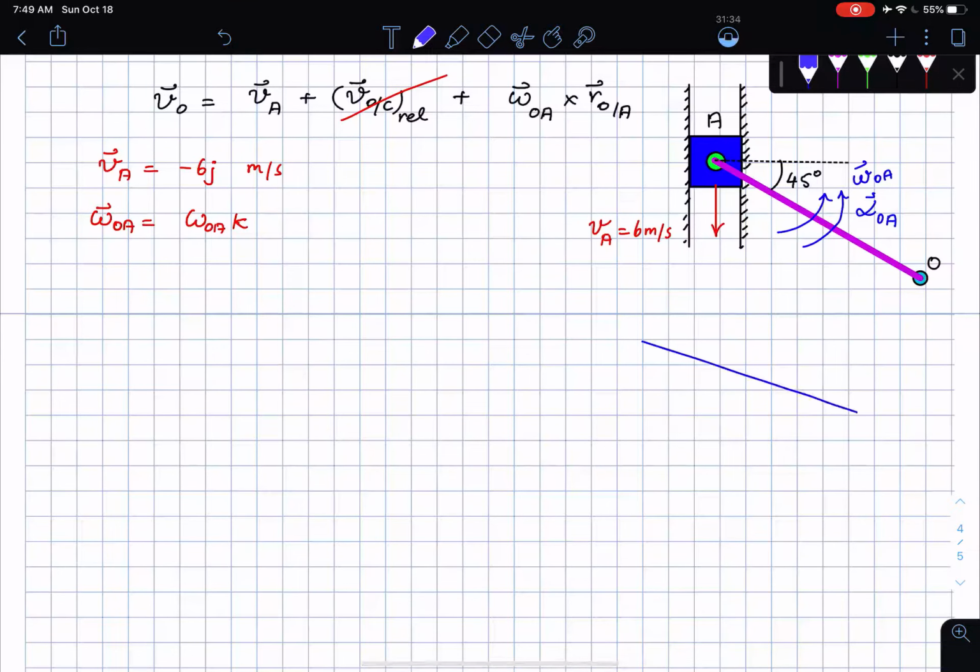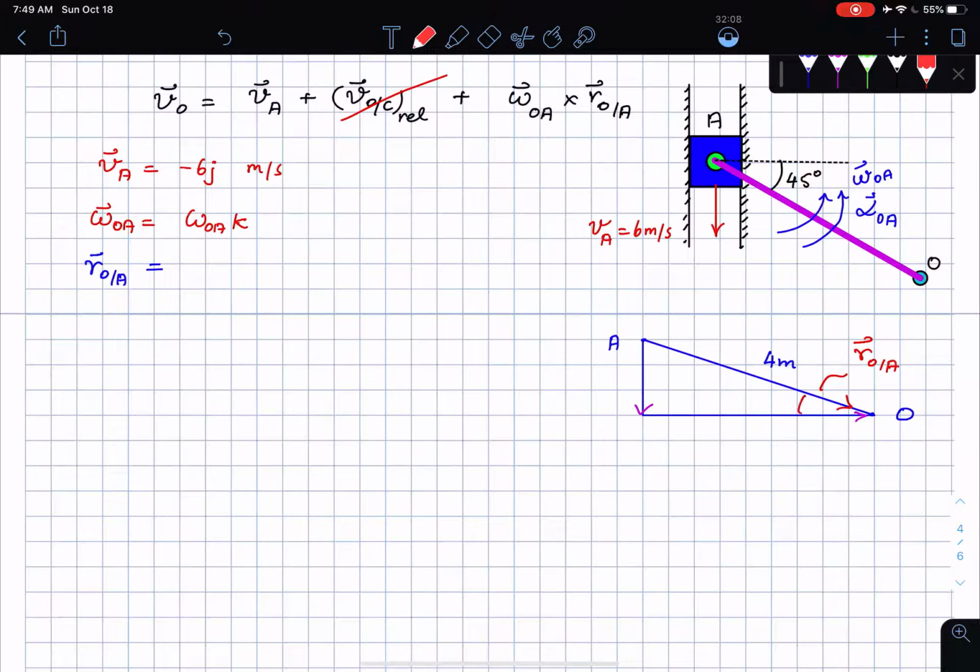So I'm just going to redraw it. This is 4 meters, this is the point A, and this is the point O. So R O slash A: I'm sitting at the point A and looking at the point O, which means I have to go down and then I have to go to the right. If I draw the arrows, this goes this way, this goes this way, and eventually this is my position vector. So this is going to be R O slash A.